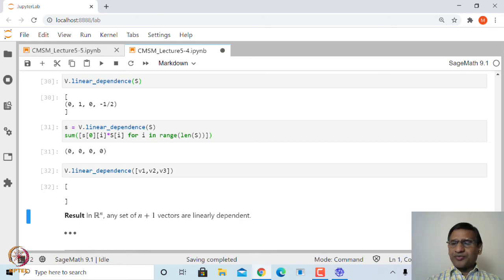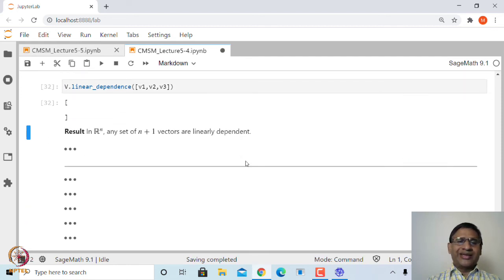Right, and I am sure you know that any n plus 1 vectors in R^n are linearly dependent. This is just solving a system of linear equations. If you have n plus 1 linear equations in n variables, you can have a solution which will have a non-zero entry. That is what it means.